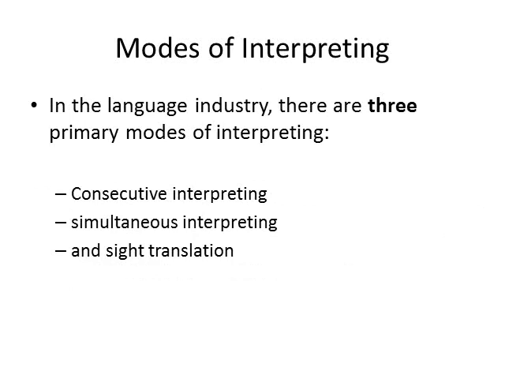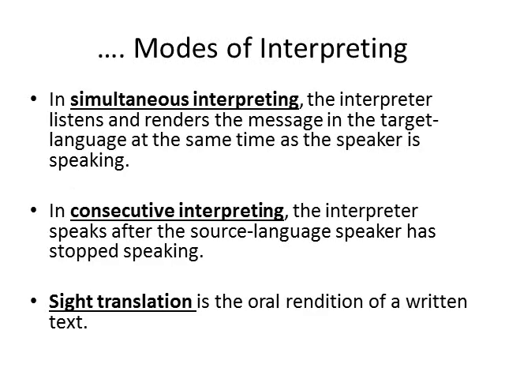There are three primary modes of interpreting: consecutive interpreting, simultaneous interpreting, and sight translation. In simultaneous interpreting, the interpreter listens and renders the message in the target language at the same time as the speaker is speaking. So in simultaneous interpreting, the interpreter and the speaker are speaking at the same time. You may have seen this sometimes with politicians speaking while the interpreter is also speaking at the same time.